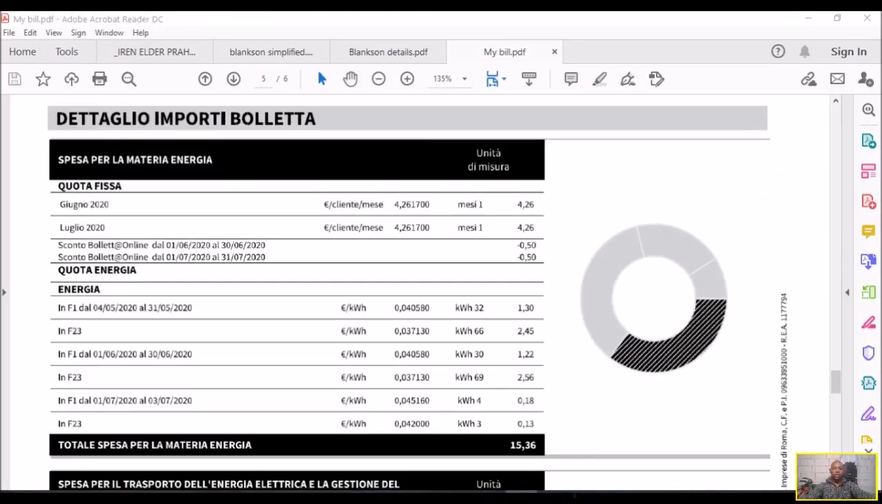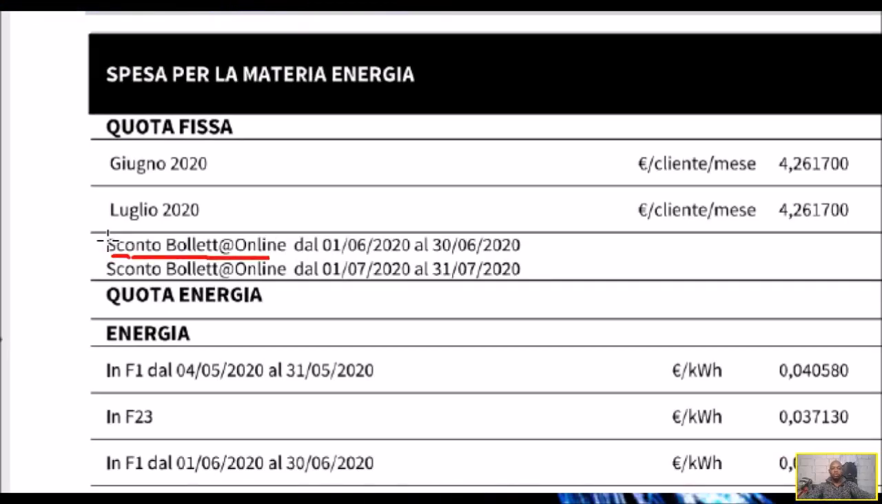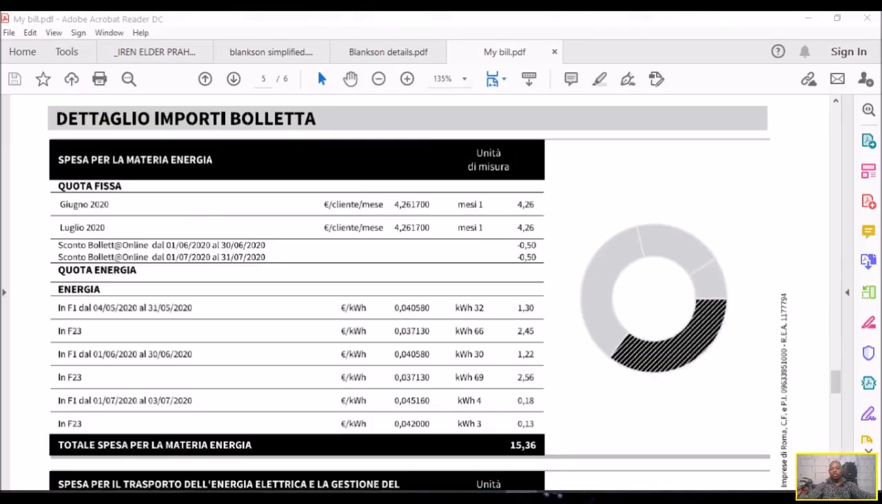July. Now you can see over here that they gave me Sconto Boletta online. This is basically because they are not printing the bill, they are almost sending it to me through my email. By so doing, every month we save 50 cents, so in 2 months I save €1 only because I receive my bills through the email. They don't print it and then post it to me.